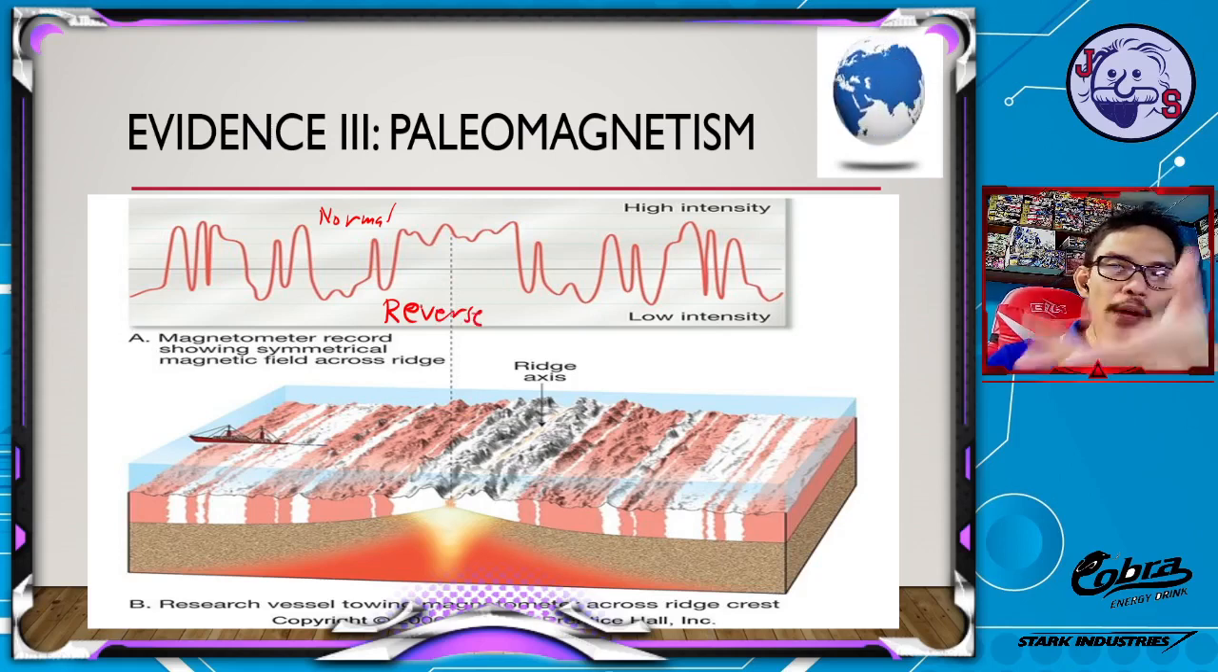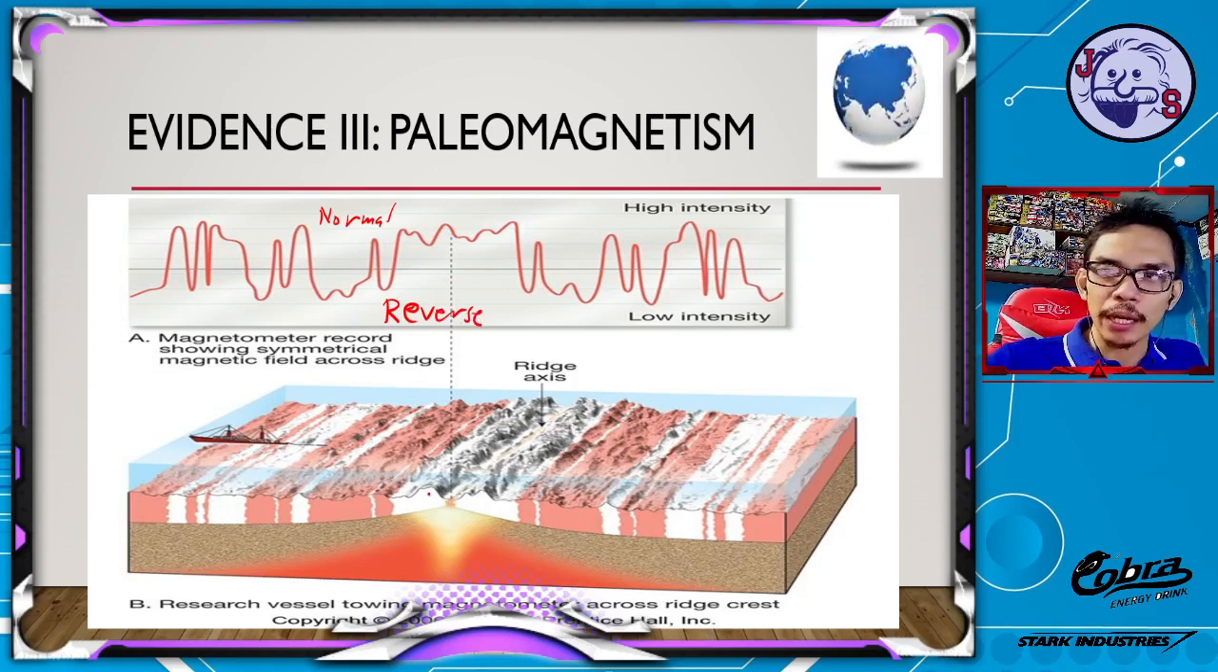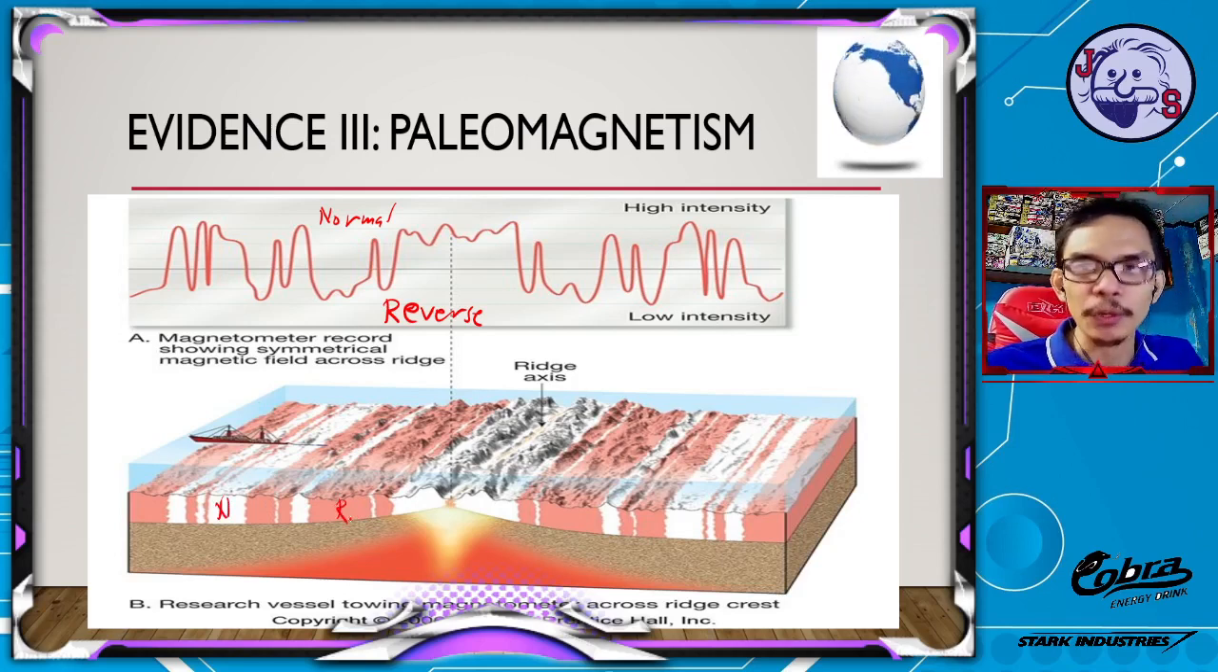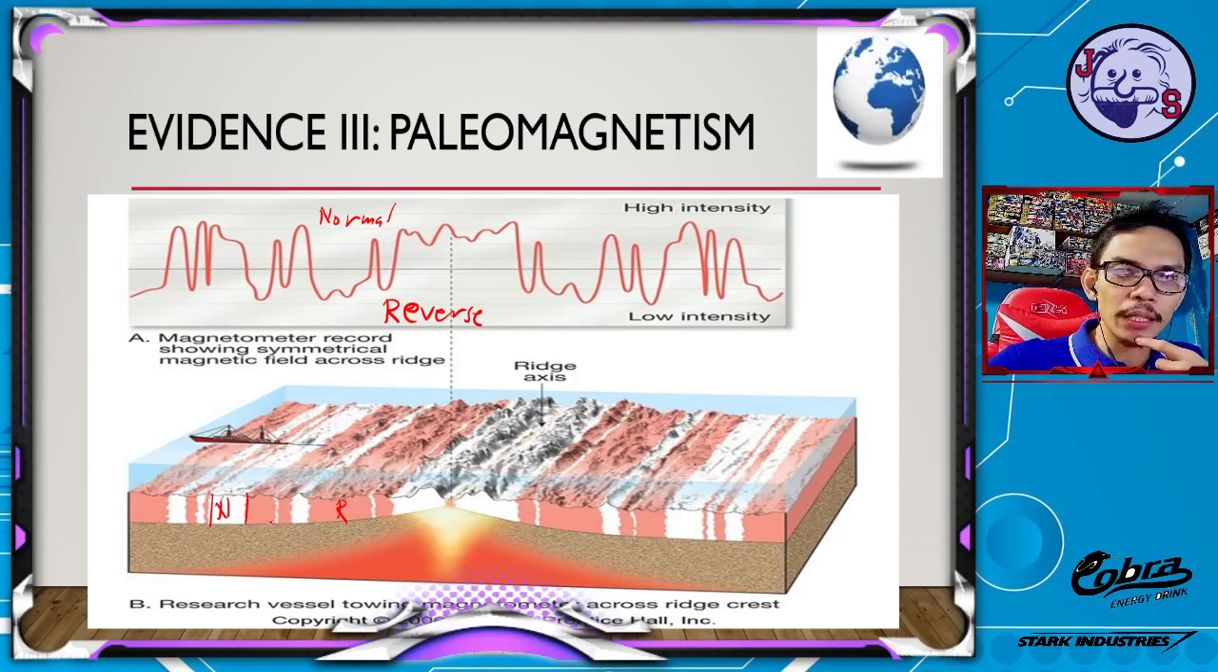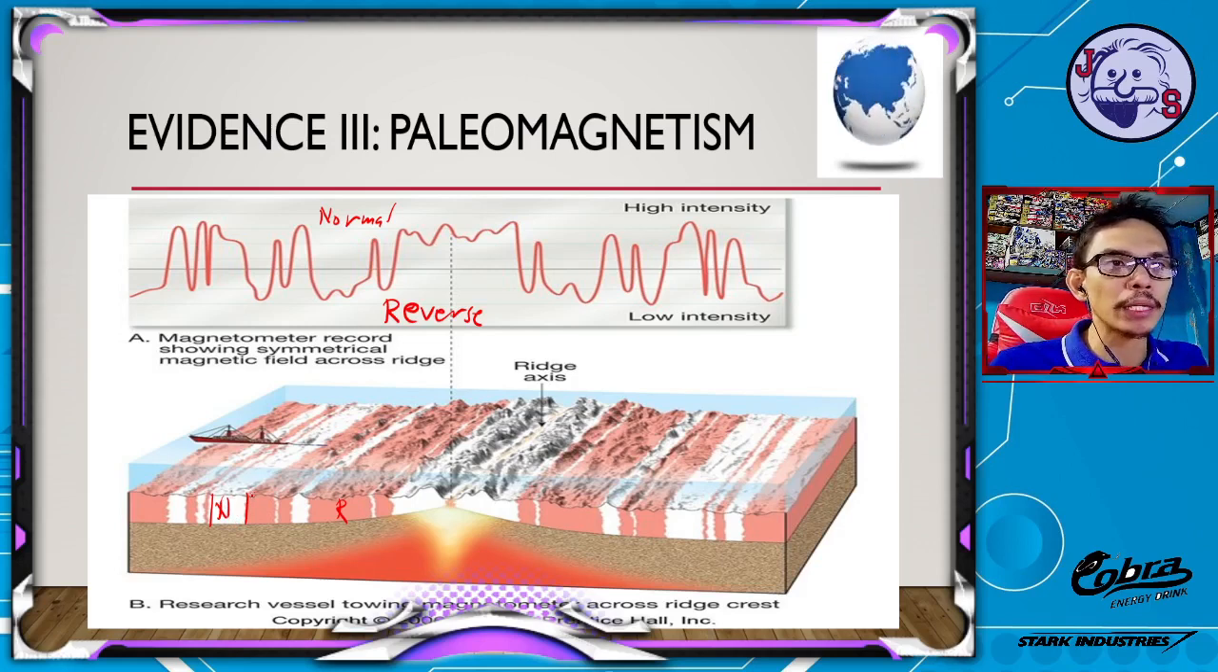On the rocks, it is indicated by the red and white colors that you have right here. White is for normal polarity, and red is for reverse polarity. The thickness of the polarities varies. For example, if the normal polarity is as thick as this one, it tells us that the normal polarity stayed for a longer period of time before it reversed. The one that you have right here.